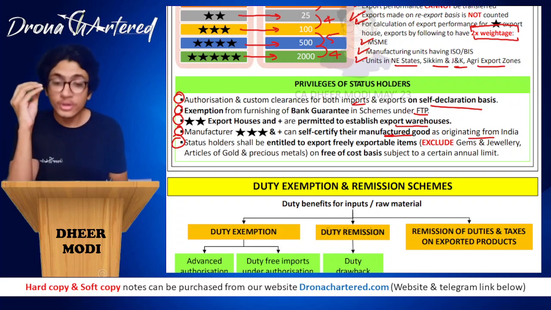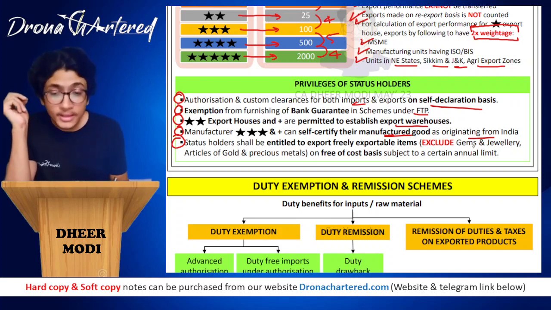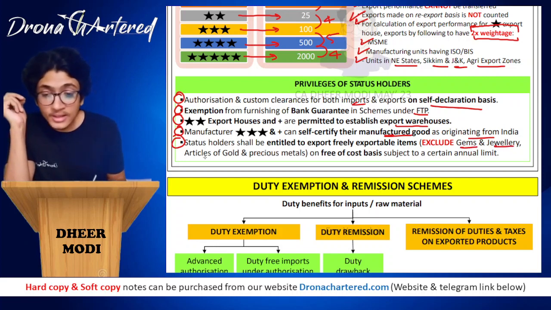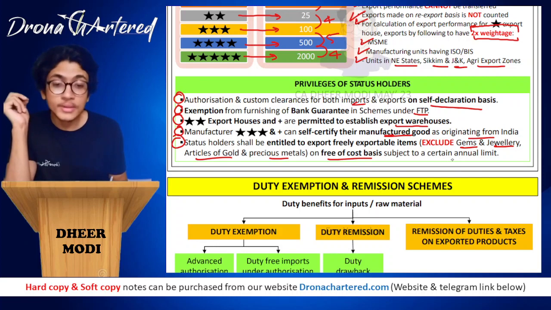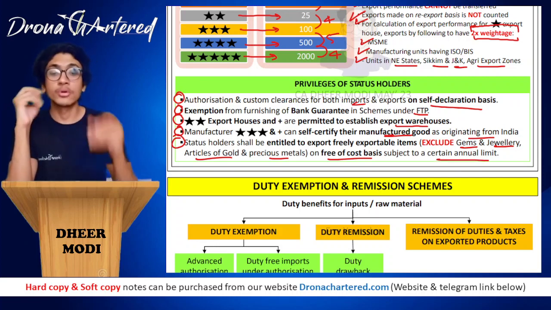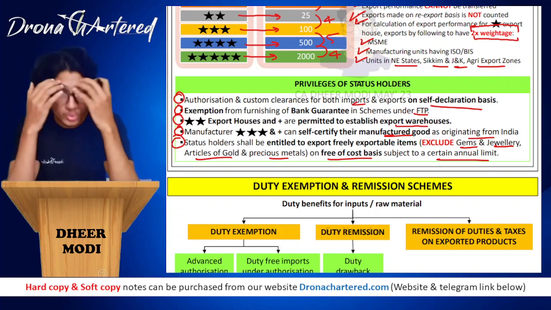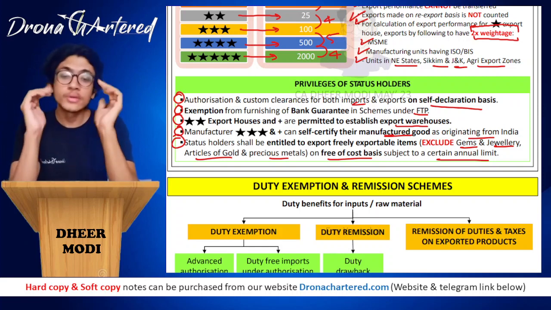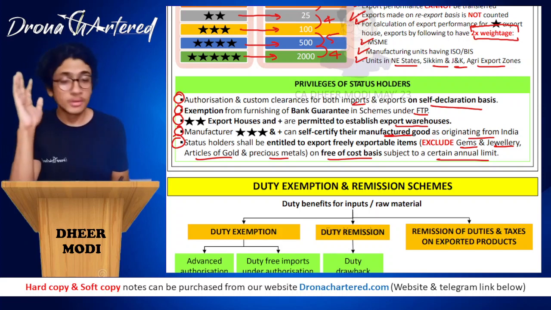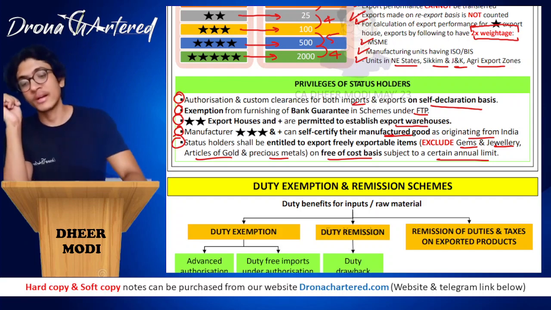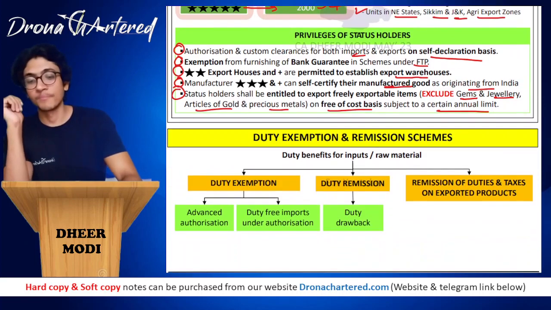So whichever are your freely exportable items, excluding your gems, jewelry, articles of gold, precious metals, on free of cost basis, subject to certain annual limits. So you will be allowed to export freely on free of cost. That means you need not bring any foreign currency also, that is allowed. Of course, there will be some limit. This limit has not been specified in your book, therefore I have not mentioned it.